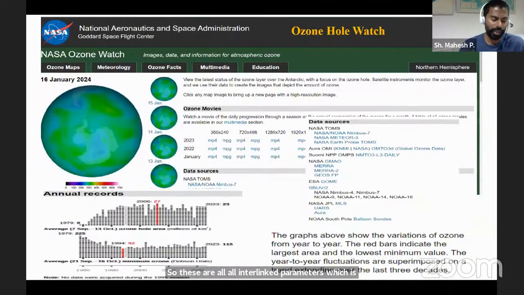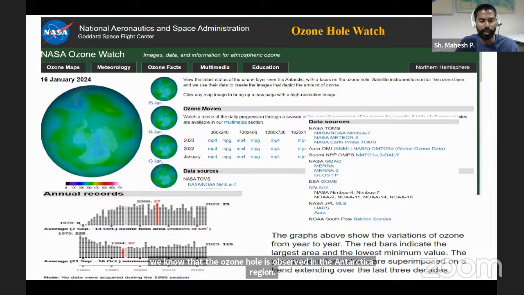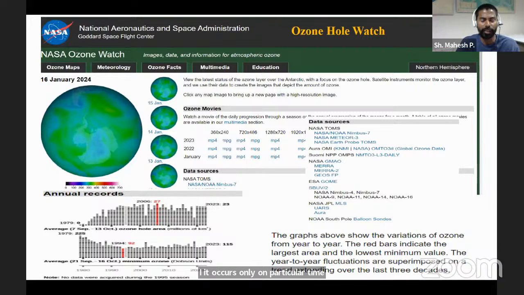And the ozone hole, like we know, is very much important. We have global coverage from the 1970 period. Why is it required? We know that the ozone hole is observed in the Antarctica region and it occurs only at a particular time period, around August and September months. And then it heals back for the rest of the season.